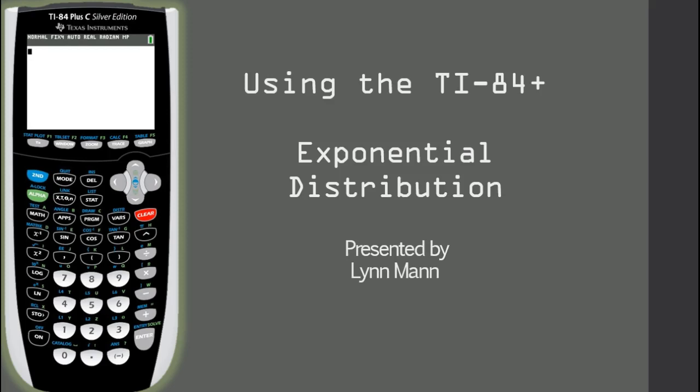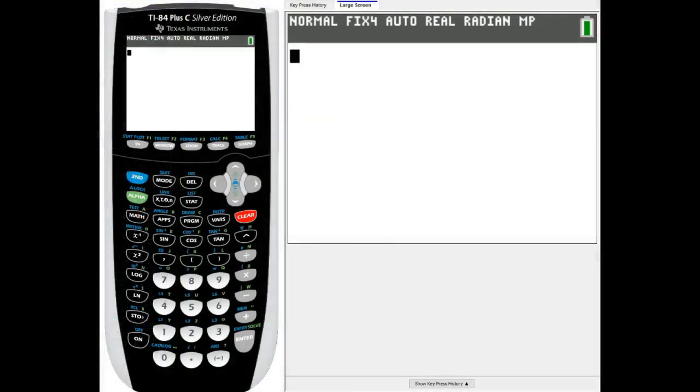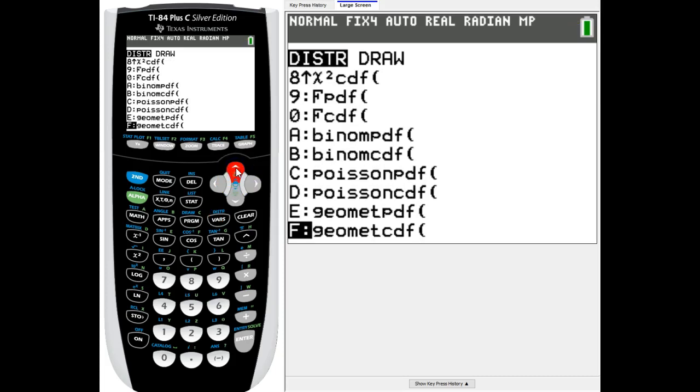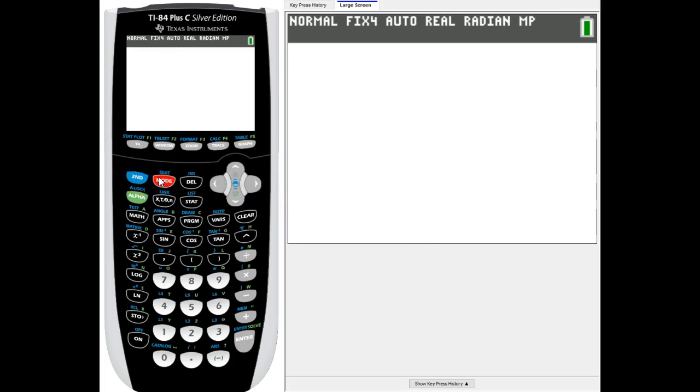In this lesson, we'll be going over how to find all the keys that you'll need to work with the exponential distribution function. In other distributions, we were able to use one of the built-in functions. So we would go to second, vars, and we'd find our distribution here, and we worked with binomial, Poisson, geometric. With exponential, we don't have a built-in function like this, but that's okay. The math is relatively simple in terms of what we need to do on the calculator to be able to figure it out. So here's what we are going to need to use.